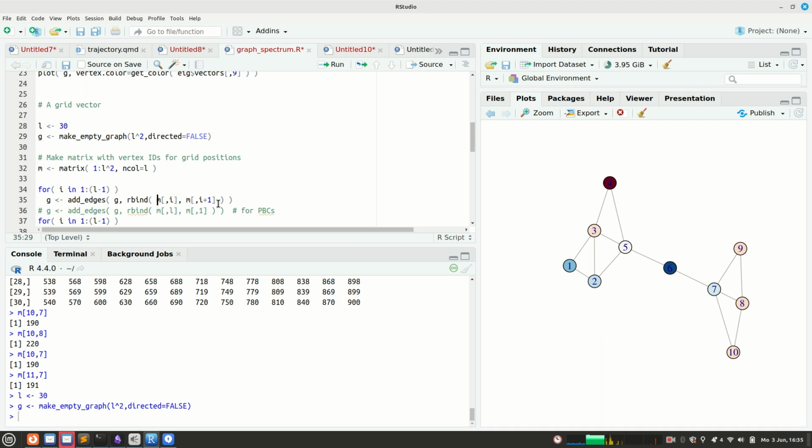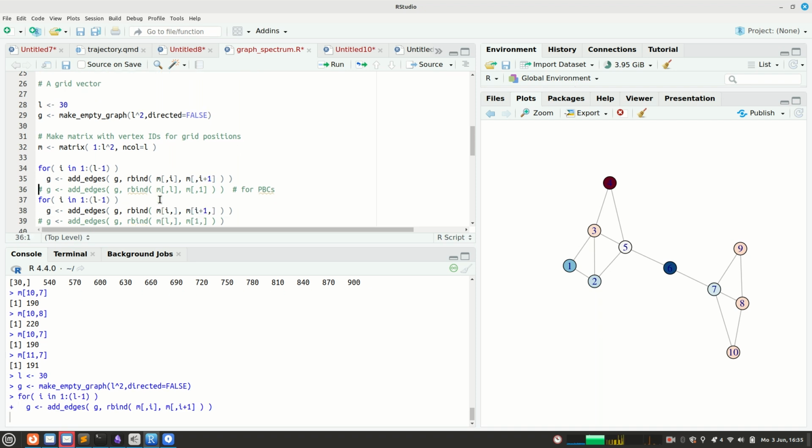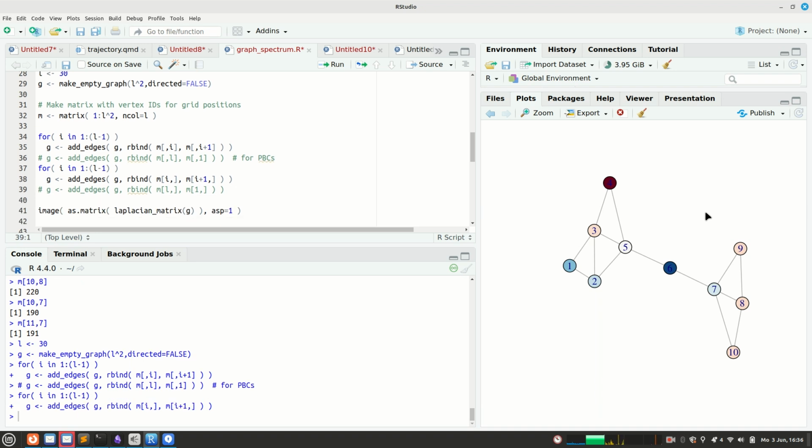the column, always connect each vertex with its right neighbor. So you see this is the ith column, and this is the i plus 1th column. Here I say connect each one with its neighbor to the right. If I want periodic boundary conditions, I could also add a last line which then connects the last column with the very first column. I leave this commented out, and we can put it in a moment to see what changes. And now I do the same for the rows and connect each vertex with the vertex right below. And now I have this graph.